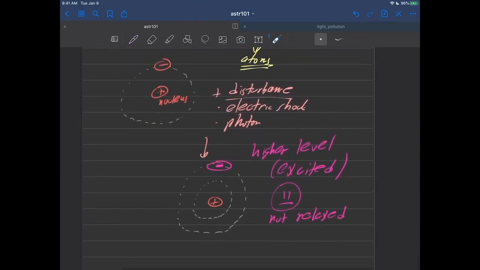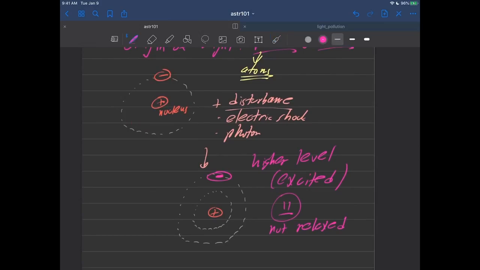Okay, this is the atom in its most relaxed state here, and for that reason, sometimes this state is called the ground state. That's where the atom likes to be. It's the most natural state for the atom. It's the way the atom was made. The electron wants to be down there. But after the disturbance, it found itself in this higher level.